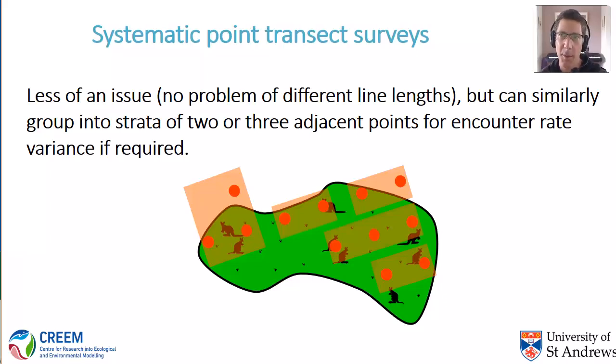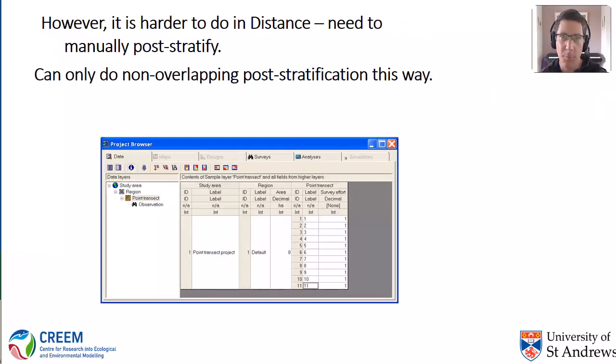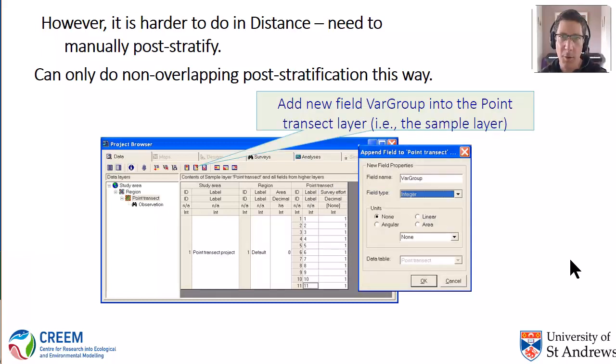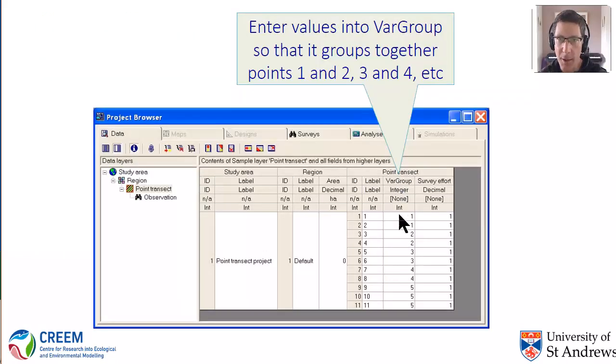And in this case, to do something like that in Distance, you need to put in a little more effort. So what we do in Distance is introduce a new field into the data. Here's my point transect data with an ID and a label and survey effort at the transect level. I'm going to add a new field called var group. So I'm going to manually tell Distance how to group them together. I click on this button here, which will append a field, and I'm going to call it var group. It's of type integer. And then that adds the extra group. There it is. And then manually I'm going to type in group 1, group 2, group 3, group 4, group 5. So I'm telling Distance which ones to group together.